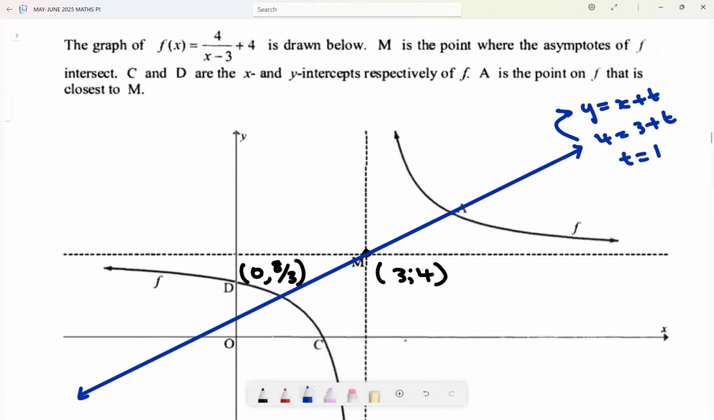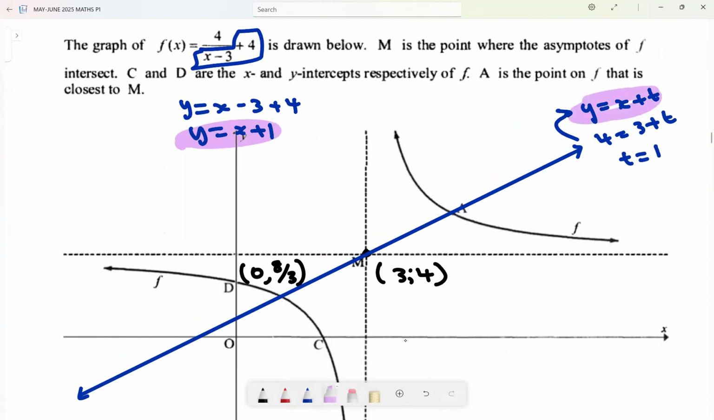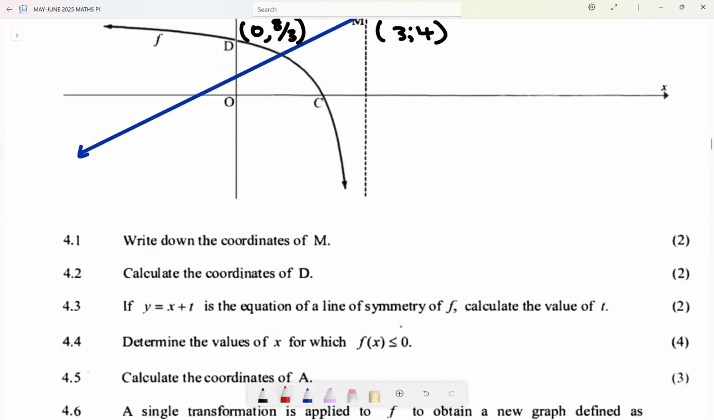Or what you can do, you can say, I know I can find it using this part. Okay, so it's going to be y is equal to x minus 3, with a positive gradient, plus 4. And then I'll have y is equal to x plus 1. So what's the difference between this equation x plus 1 and this equation? It tells me that, therefore, t is equal to 1. Are we fine, guys? I think we are fine.